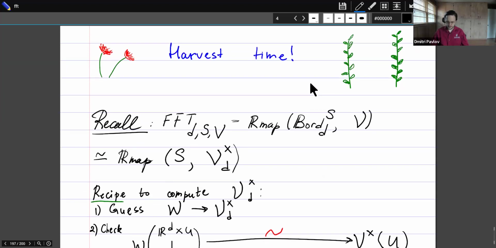All right, so today, as promised, we will be able to compute some very explicit examples.